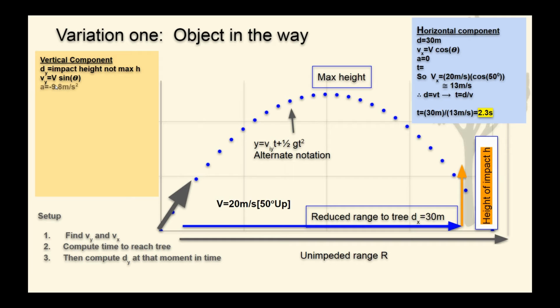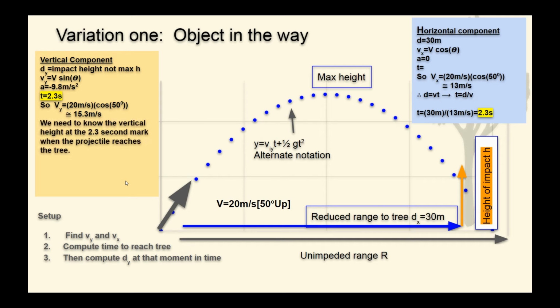So we compute out our speed. We know the ball is falling. We know it has 2.3 seconds. We work out what the speed is in the vertical, and it's 15.3 meters a second. That makes sense. The horizontal speed is less than the vertical because this angle is higher than 45. So what altitude will the ball be at 2.3 seconds from launch? That will be the spot it hits the tree. Because in 2.3 seconds, it's going to be where the tree is.